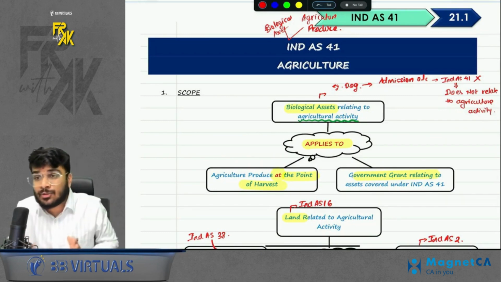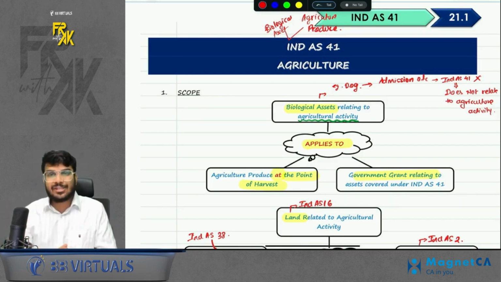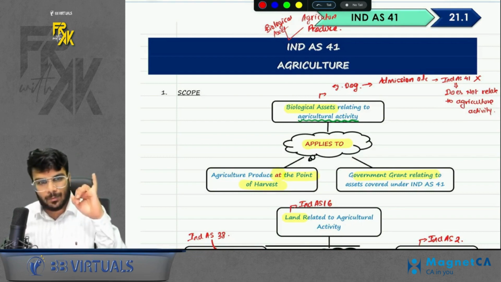Acha, this revision is going to be in 100% English for my lovey-dovey South Indian students. Okay, chalo. So let's start the revision in 3, 2, 1 and go.